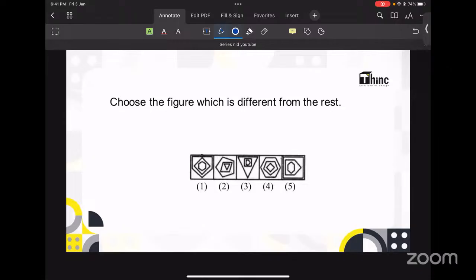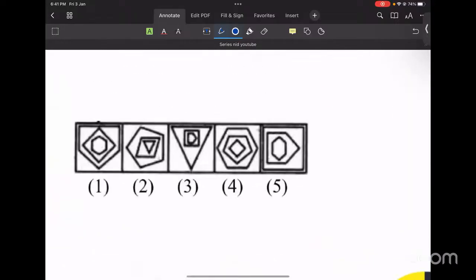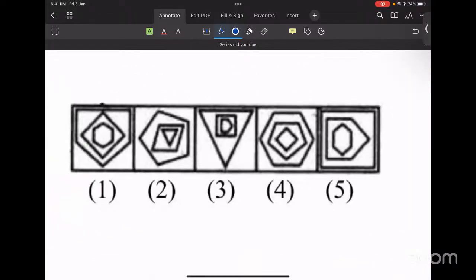Priority should be given to sides. After that we can look for angles. Who is the odd one here? Treat every figure as a single unit or a separate one.